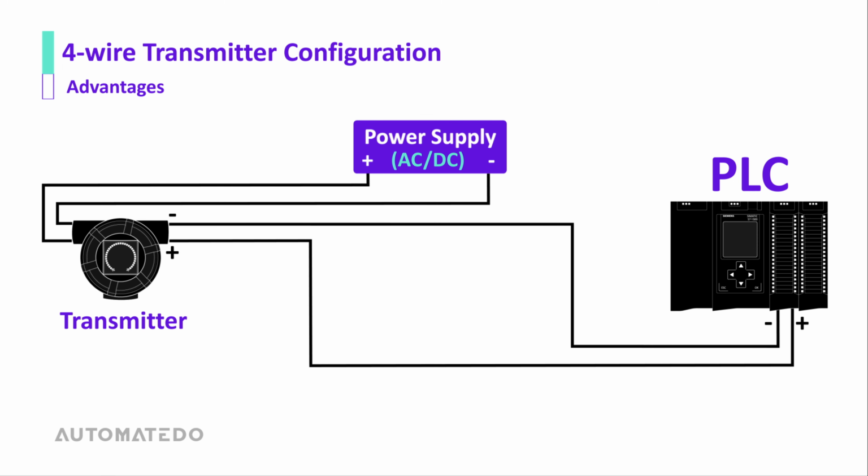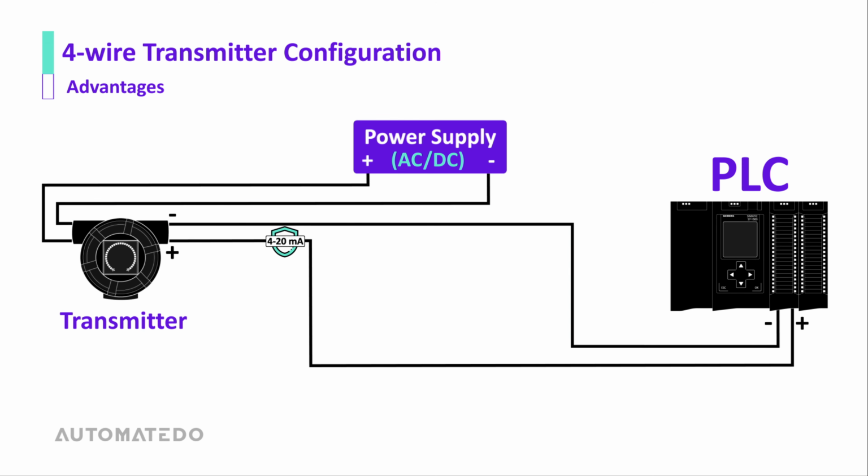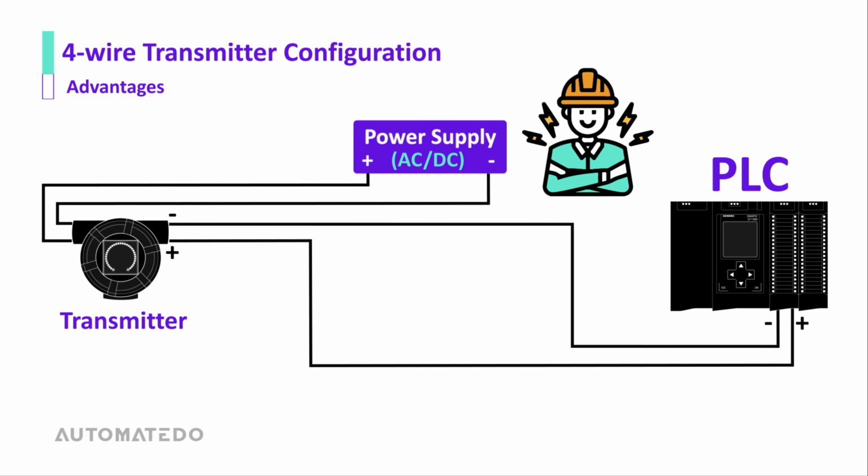Finally, it is better to look at the pros and cons of the 4-wire current loop. This wiring configuration type has the following advantages. Isolation is integrated into the system, which means the return process signal wire is not connected to the power supply ground. In other words, we can say the power is isolated from the PLC analog input, eliminating the electrical interference problem over the 4 to 20 milliamp signal line, thus reducing the risk of a spurious alarm being received. And it's easier to understand the wiring for technicians.